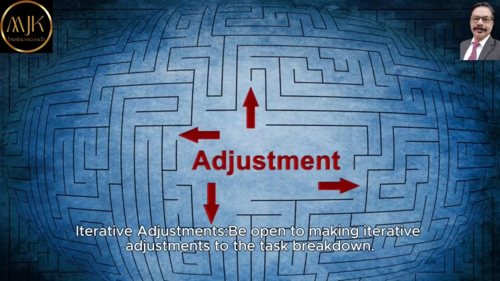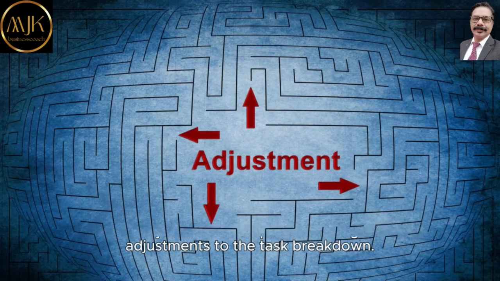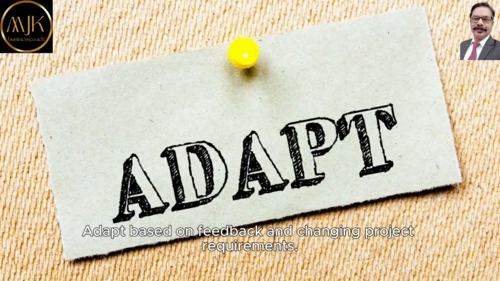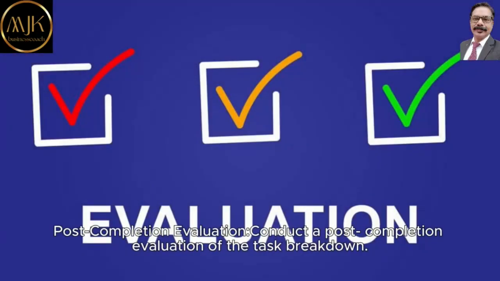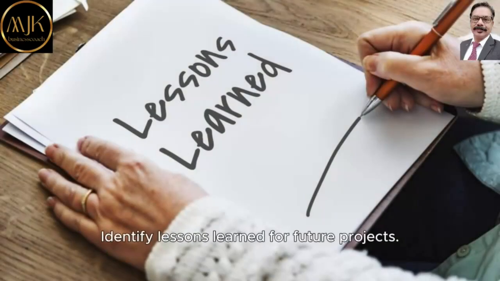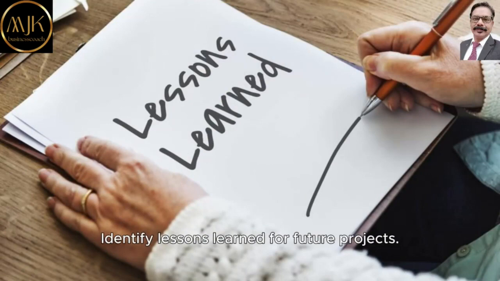Iterative adjustments. Be open to making iterative adjustments to the task breakdown. Adapt based on feedback and changing project requirements. Post-completion evaluation. Conduct a post-completion evaluation of the task breakdown. Identify lessons learned for future projects.